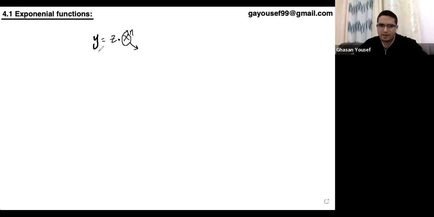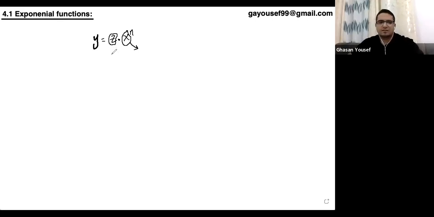If it's a variable, it will not be exponential. But if it's a number, it's going to be an exponential. Cool. And what is z here? Is it a variable or a number? It's a number. Is it the initial value, I think? Initial value. Okay, nice. It's growing very fast. This is correct.